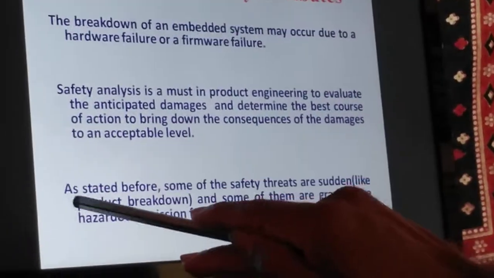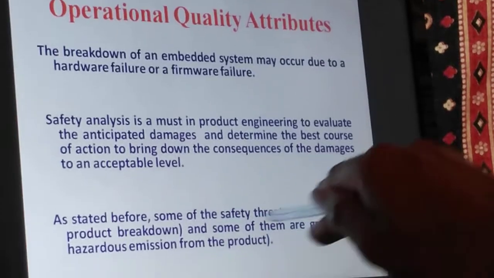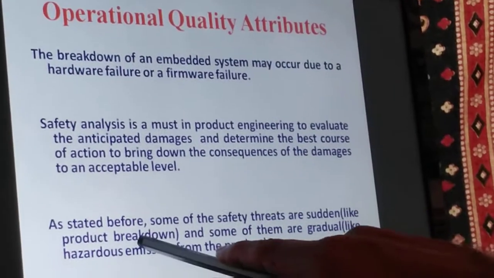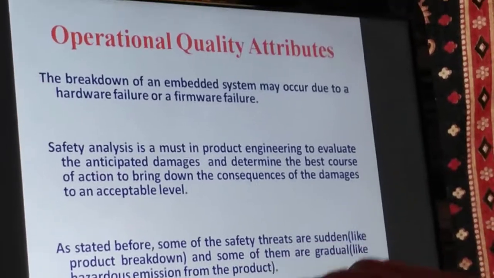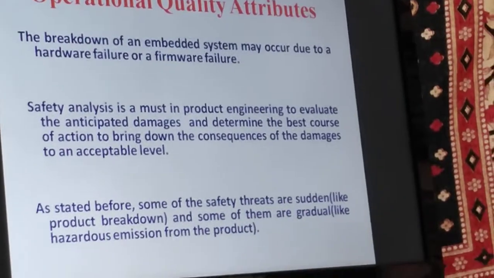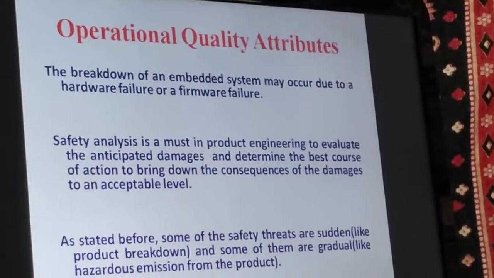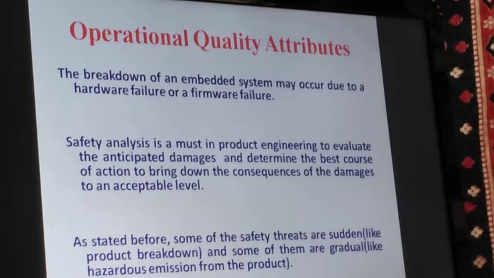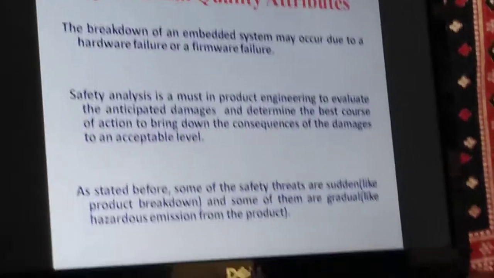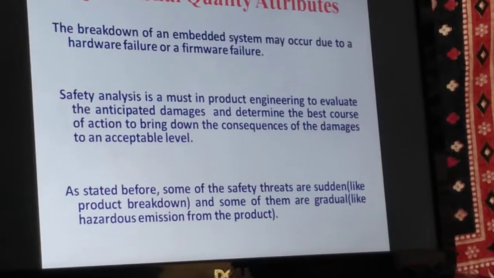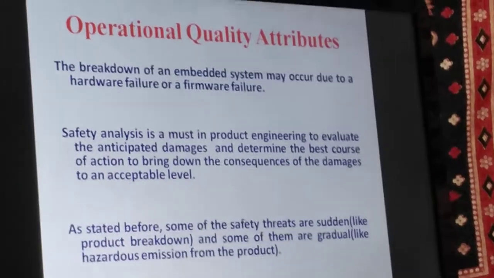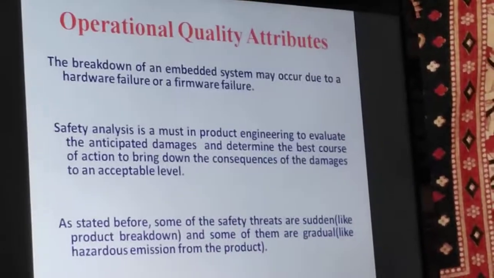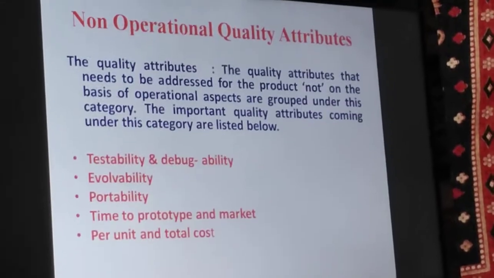As stated before, some of the safety threats are sudden and some of them are gradual. Product breakdown is sudden. Hazardous emission from the product is gradual. Many devices cause some hazardous emissions, and some products cause problems to the environment during disposal also. All those things should be considered.